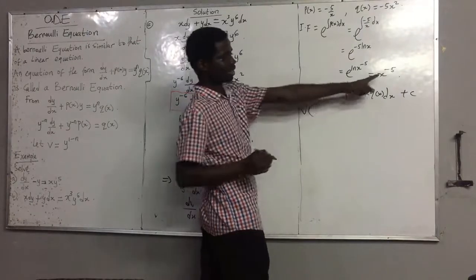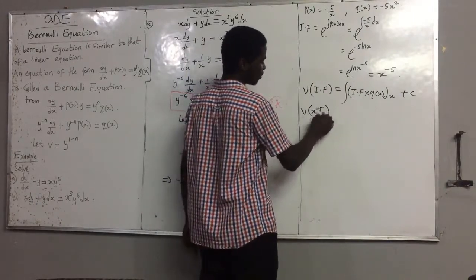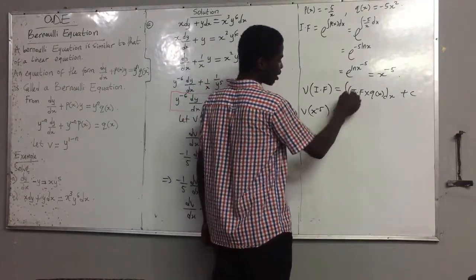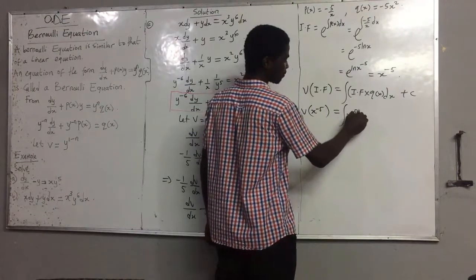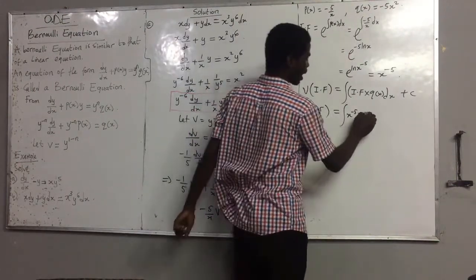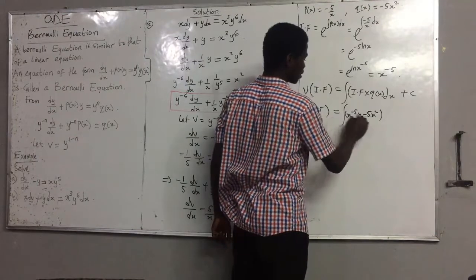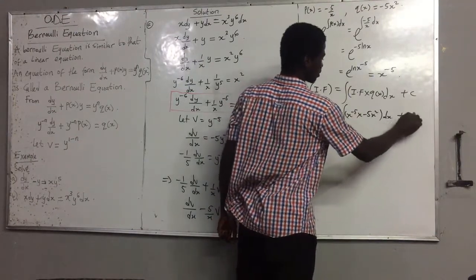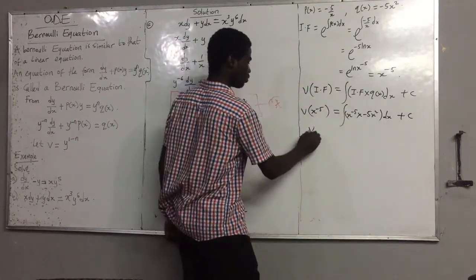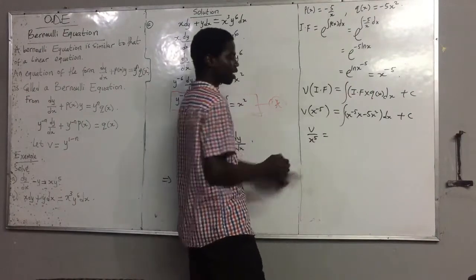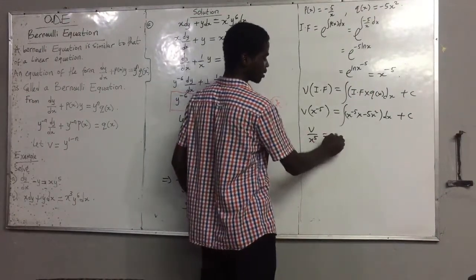V, what is the integrating factor? x raised to power minus 5 is equal to the integral of x raised to power minus 5 times q of x, which is minus 5x squared ds, plus c. Now this is v over x raised to power 5. Now the minus 5 can come out, it is a constant.